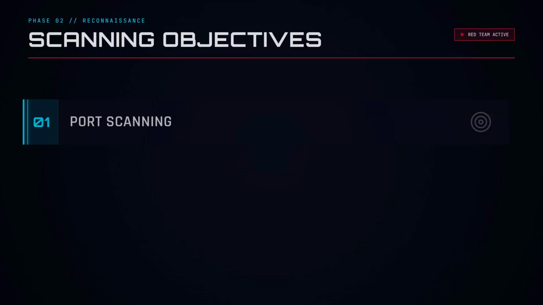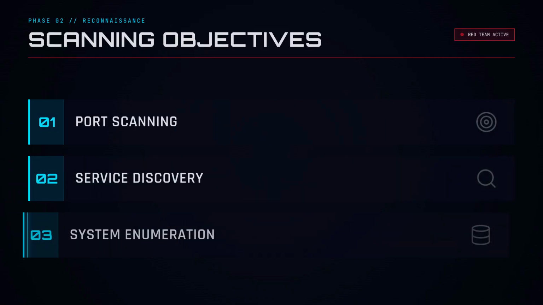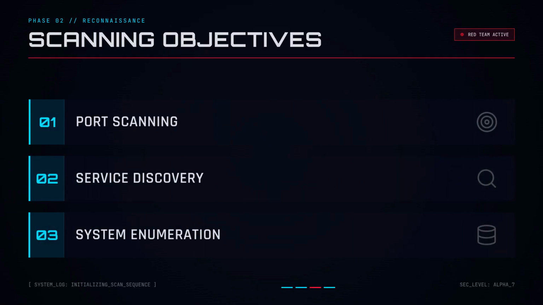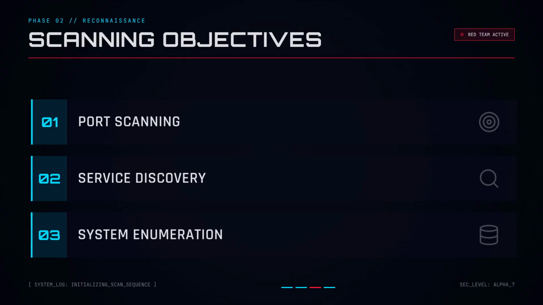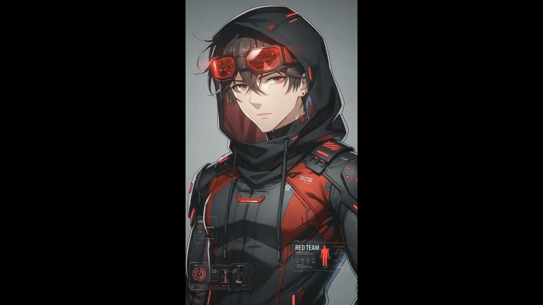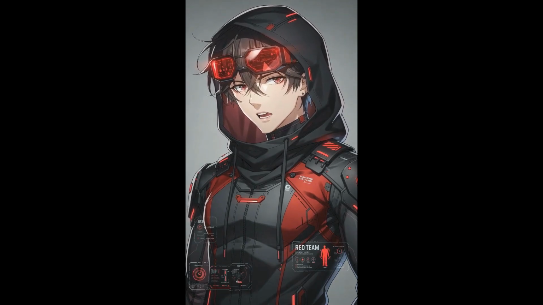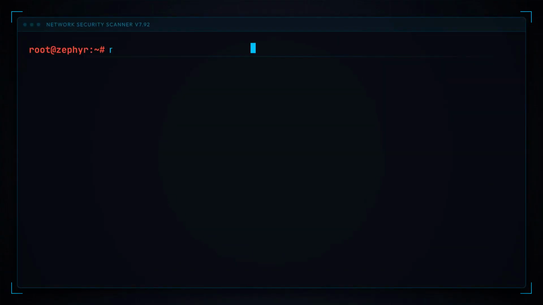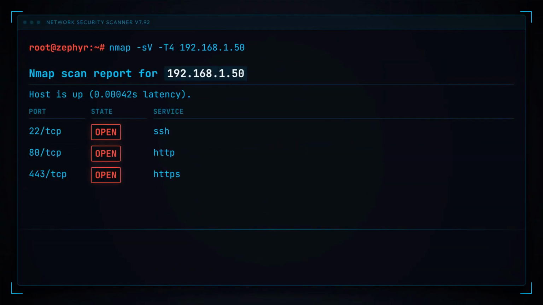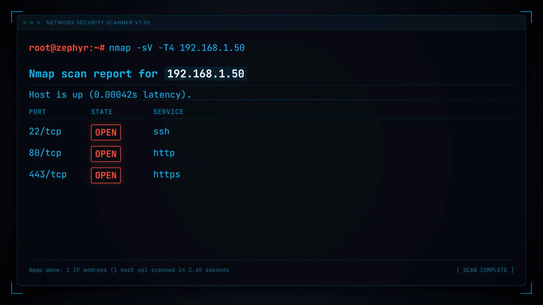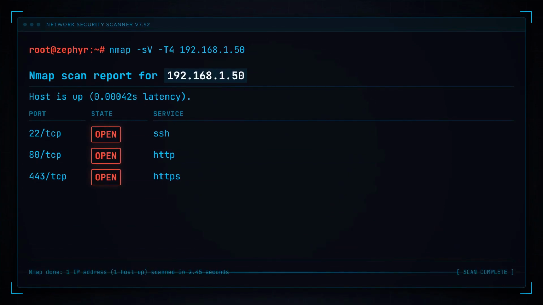Our mission is threefold. Identify open ports, discover the services running on them, and enumerate the specific details of the target system. We use tools like Nmap to send packets to specific ports. We're looking for a response that tells us a port is open and ready for a connection. A standard scan identifies common ports like 80 for web or 22 for SSH. This builds our initial list of potential entry points.